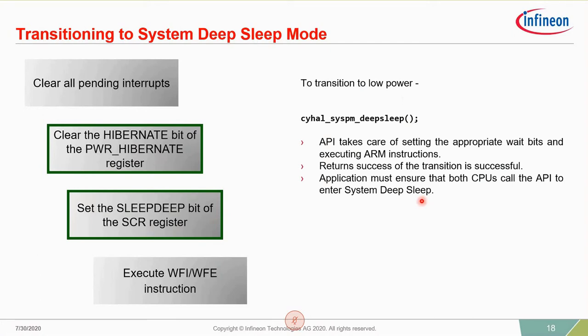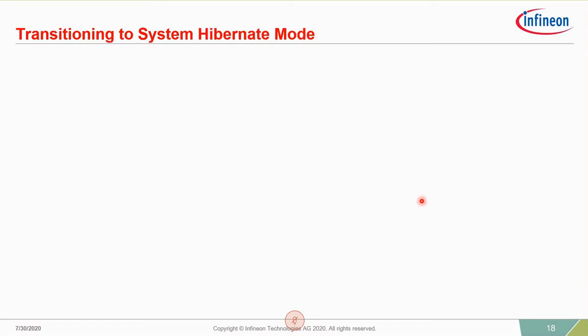Now, if the application is executing critical code and you do not want the device to enter deep sleep mode, you can use the CY HAL SysPM lock deep sleep API to prevent the device from entering deep sleep mode. And when the code execution is complete, you can use the unlock API to allow the device to transition to deep sleep mode whenever the deep sleep API is called. And now we'll go see the system hibernate mode.